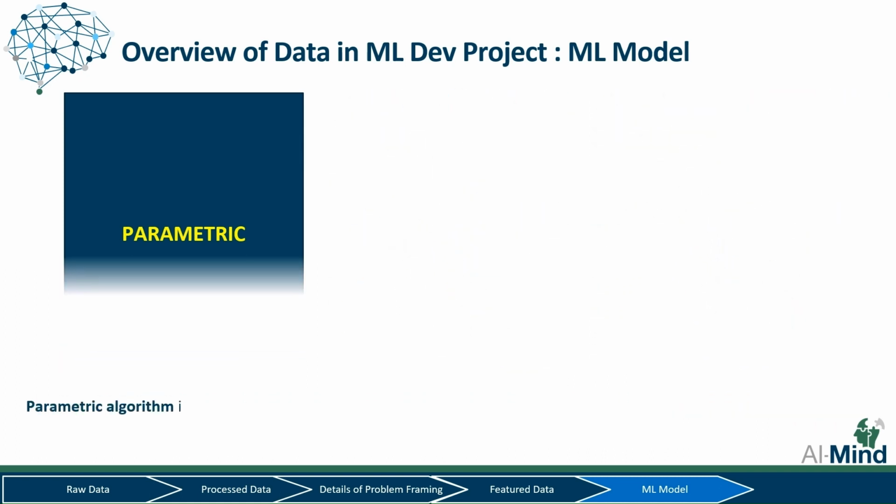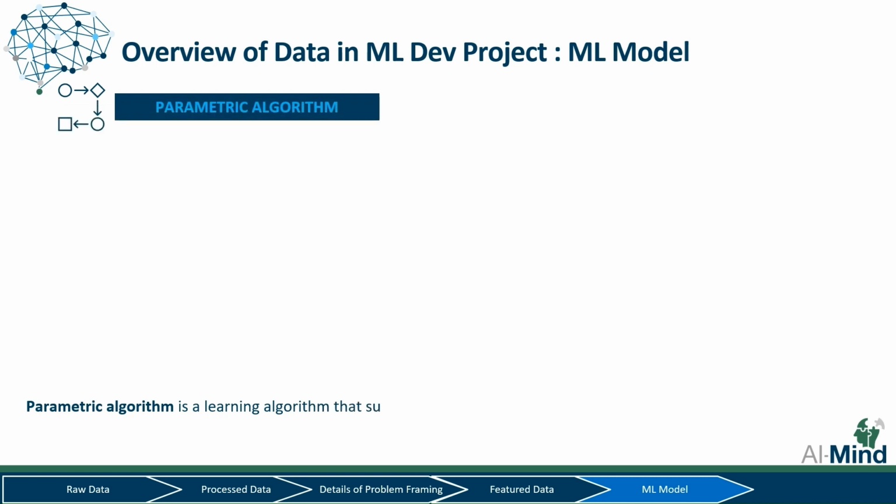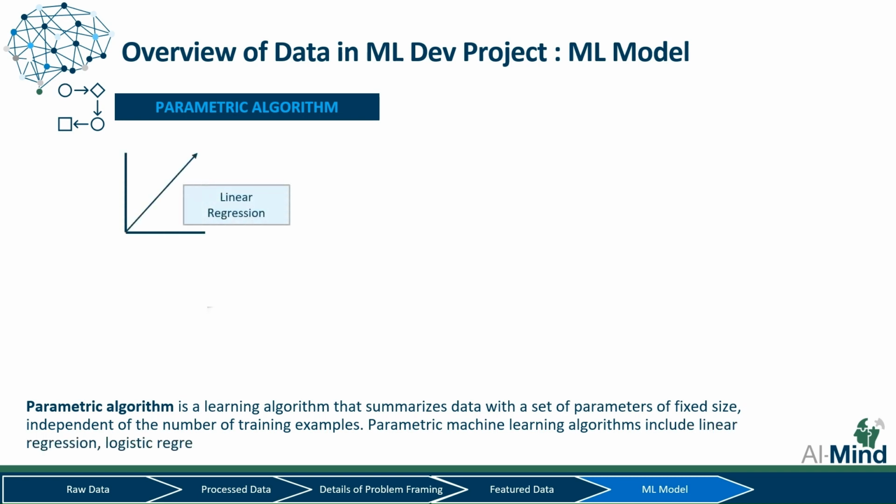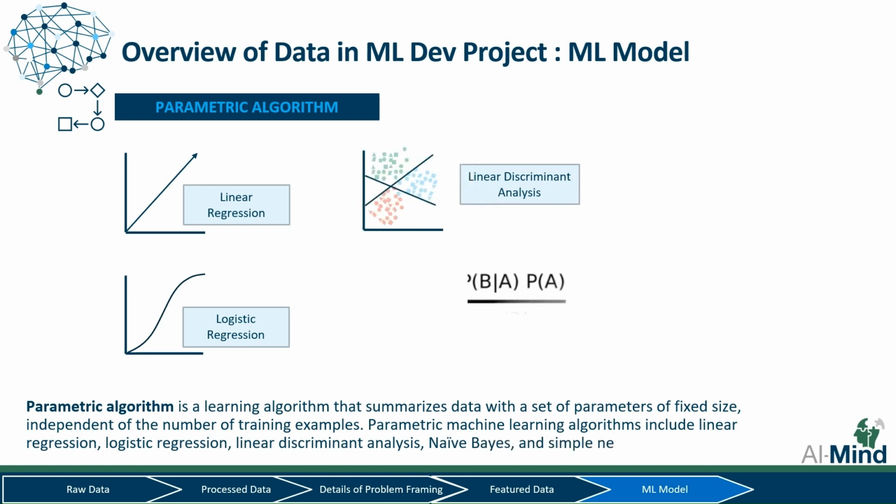Parametric algorithm is a learning algorithm that summarizes data with a set of parameters of fixed size, independent of the number of training examples. Parametric machine learning algorithms include linear regression, logistic regression, linear discriminant analysis, naive Bayes, and simple neural networks.